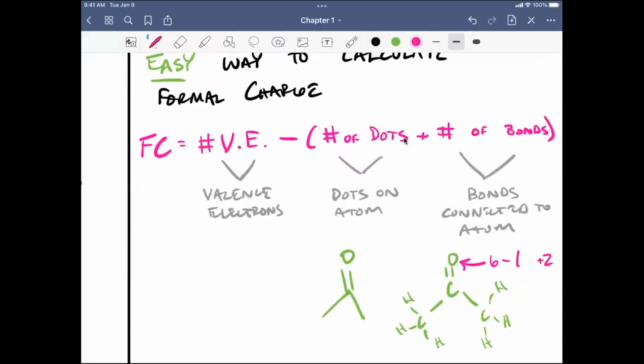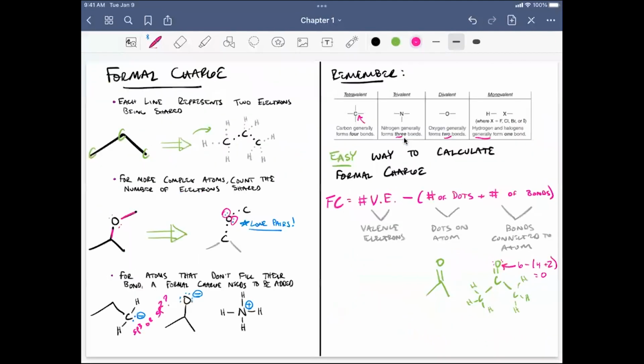And since it doesn't have a formal charge added to it, we know that it's going to be neutral. It's going to be 0. So it has to have 4 dots here. So that would equal 0. So that's why that oxygen is neutral. It doesn't have a plus or minus added to it, because if you calculate formal charge, it's easy to see. So that's formal charge.